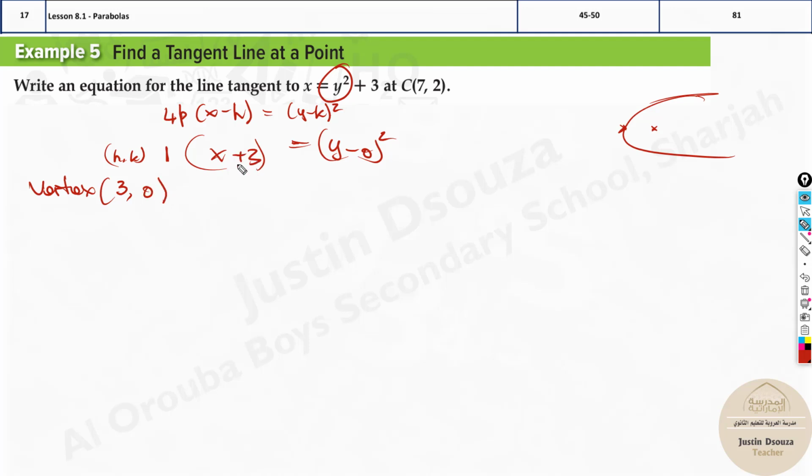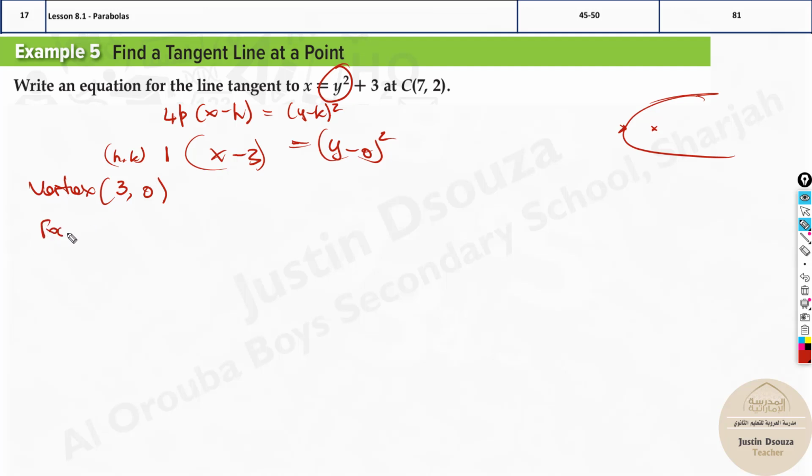Now if at all it was positive 3, then you have to write over here minus 3. Why? Because it's supposed to be minus. So just change the sign. You have to write 2 minuses. But remember, if it is plus, you write minus here. If it is minus, you write plus here. That's it. The next thing is the focus point, right?